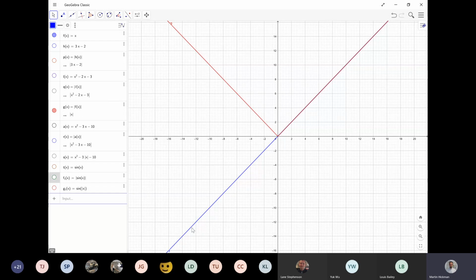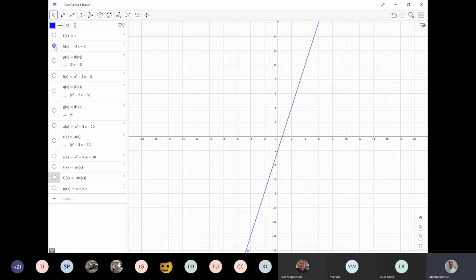So all we do here is draw our graph of y equals x, so that's what y equals x looks like, and then we just reflect any bit that's below the x-axis in the x-axis. Okay, so that is the graph of y equals the modulus of x.